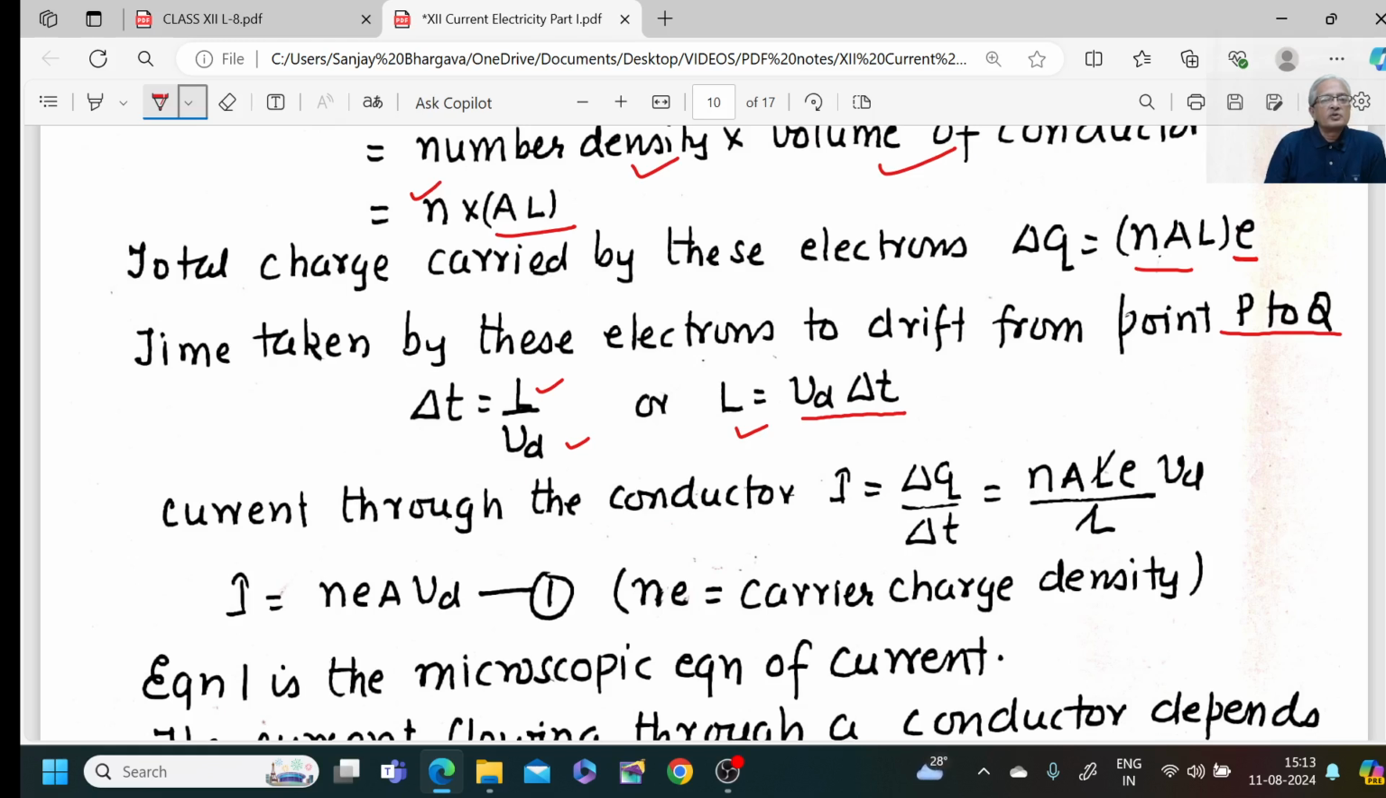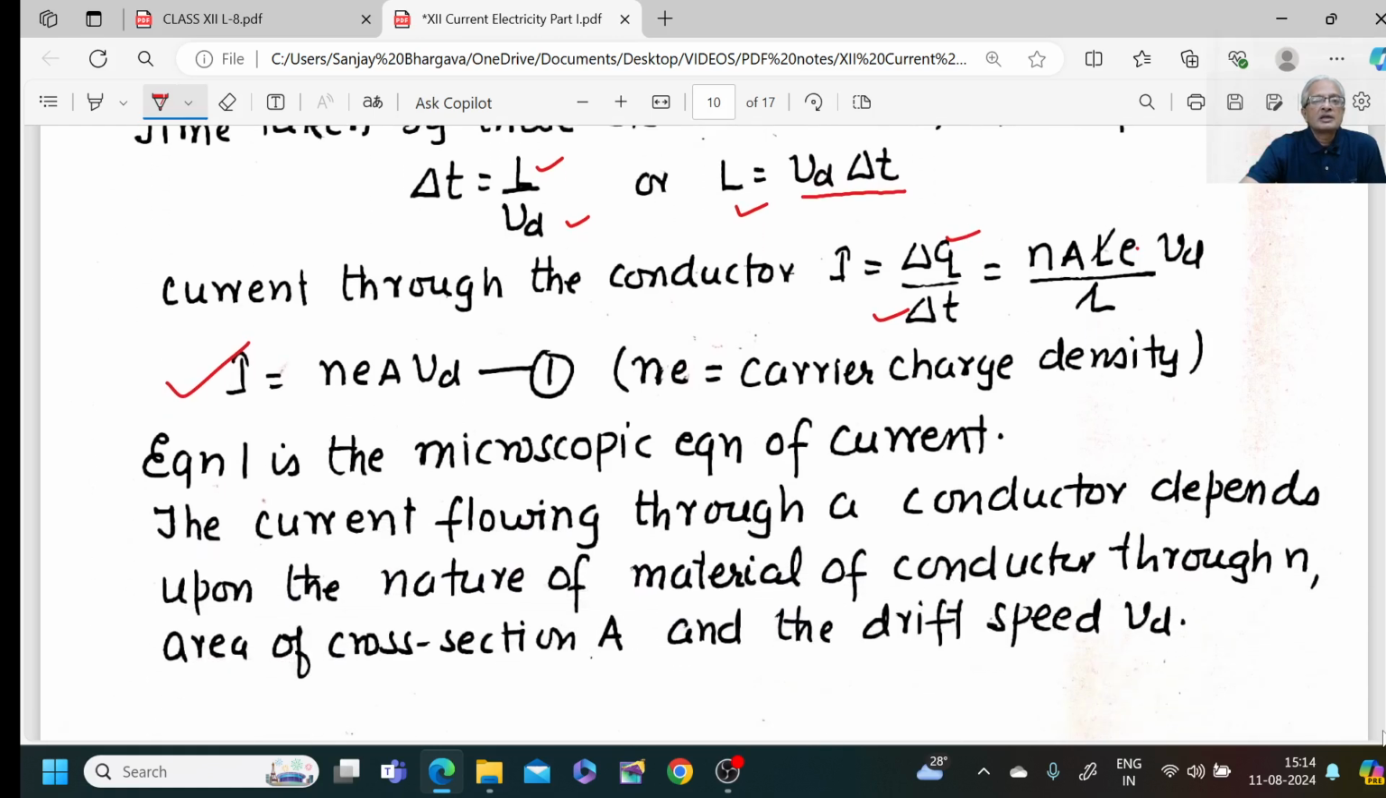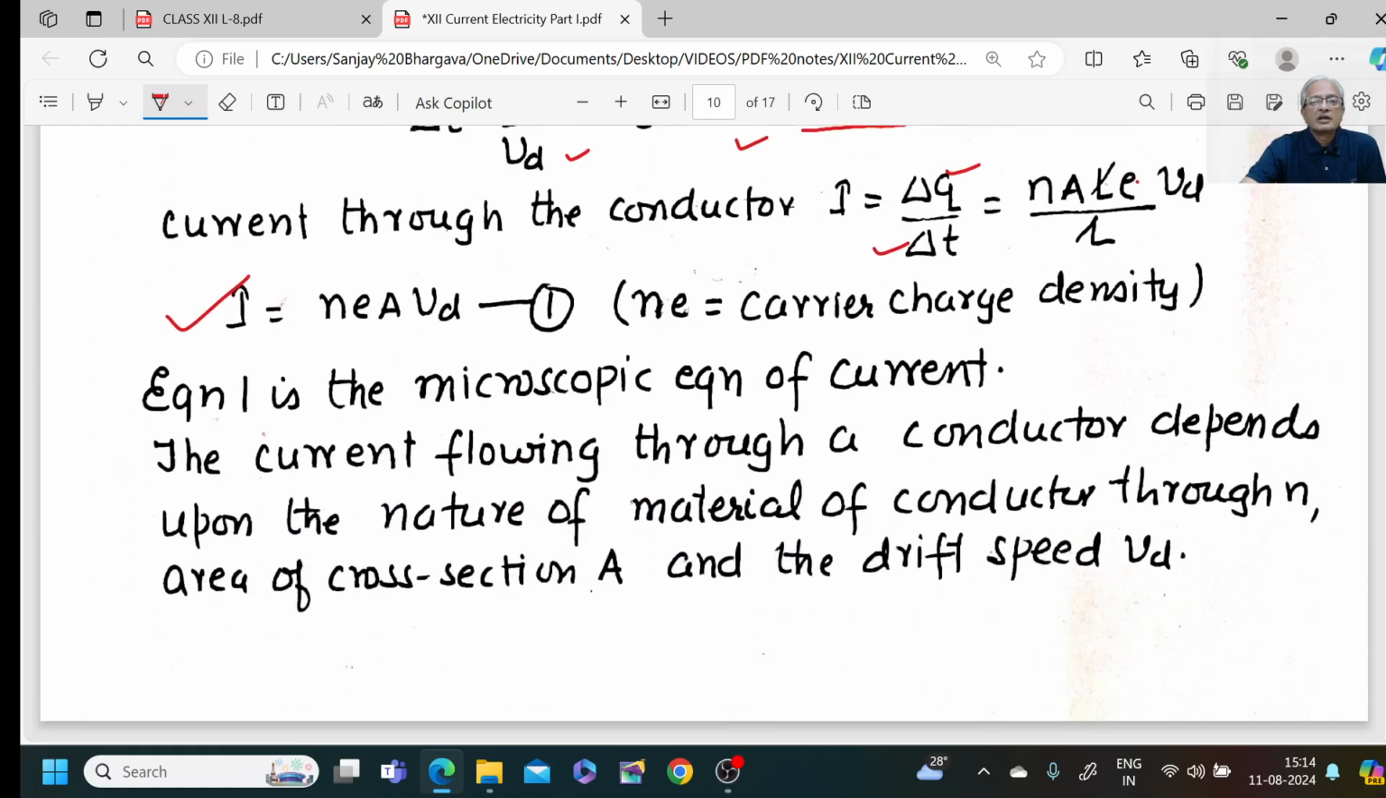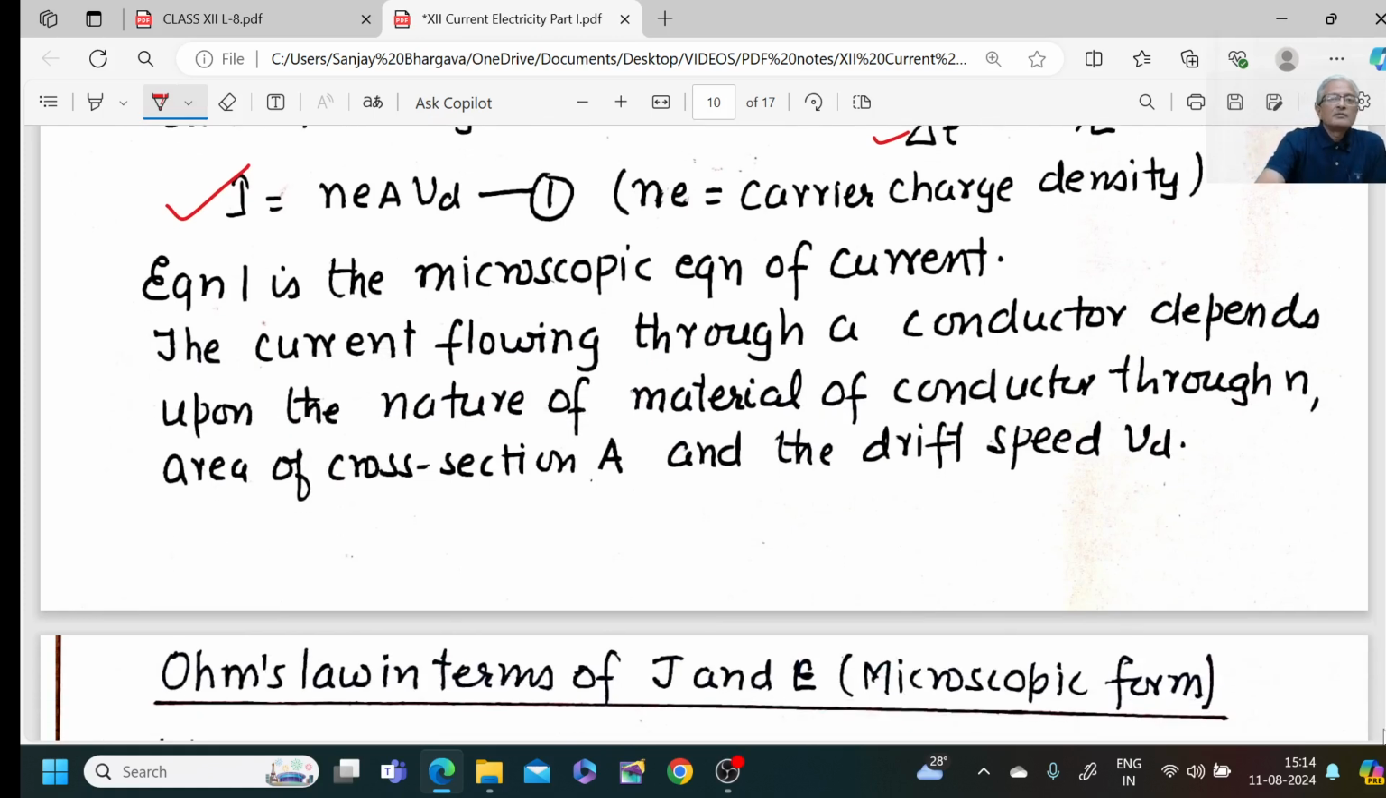Now what is the current through the conductor? It must be delta Q upon delta T. So delta Q is N A L e. And what is delta T? L upon Vd. L cancels out. So I have obtained the equation of current as I equal to N e A Vd. Ne is nothing but carrier charge density. This equation 1 is the microscopic equation for current.